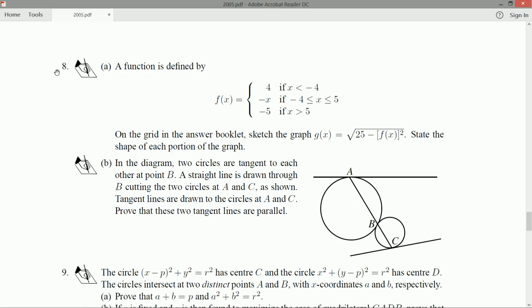Anyway. 8b. In the diagram, two circles are tangent to each other at point B. Fine. A straight line is drawn through B, cutting the two circles at A and C, as shown. Tangent lines are drawn to circles at A and C. Prove these two tangent lines are parallel. Okay. So I'm going to have to draw a copy. The picture here really is not selling the parallel to me, but that's okay.